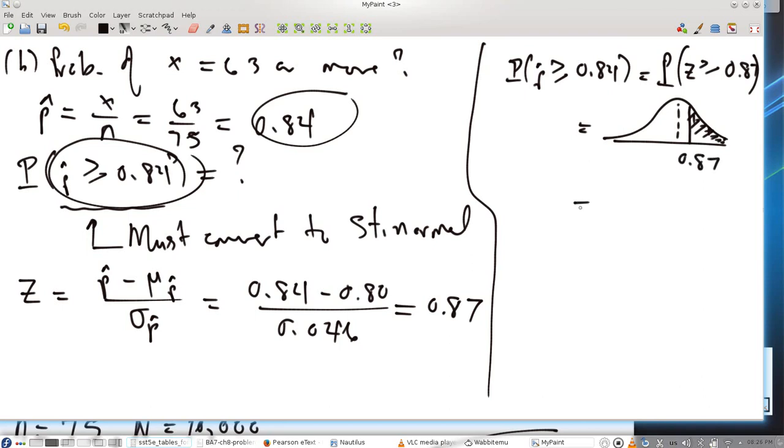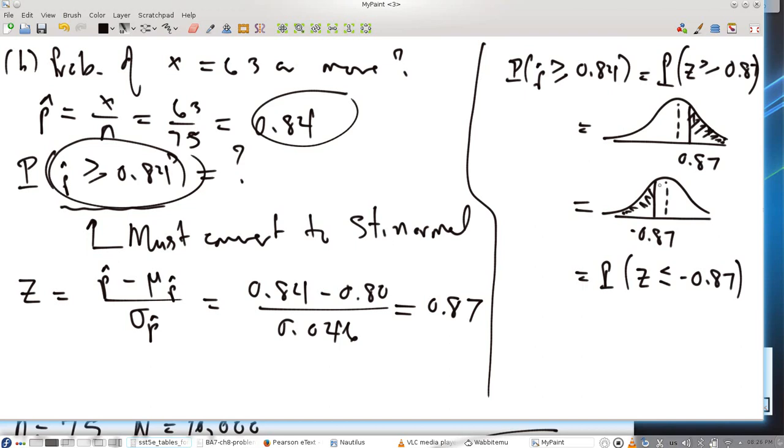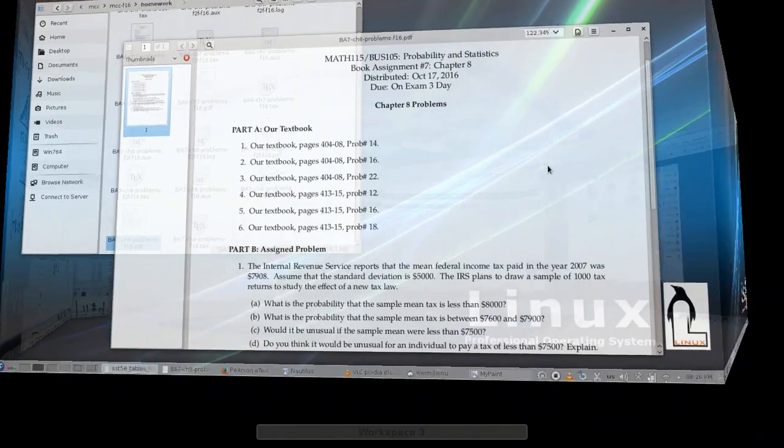And you see here, by using a symmetry argument, we can use a mirror image of the figure, so that it is now a negative 0.87, so that I can rewrite my probability expression and then apply the z-table that is in the book. So now it becomes z less than or equal to negative 0.87. In other words, we are looking for the area to the left of negative 0.87, and that one our table has, which is this one right here.